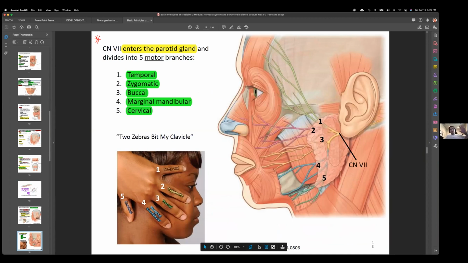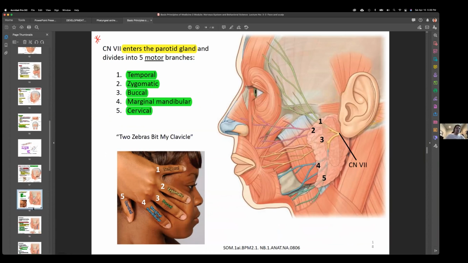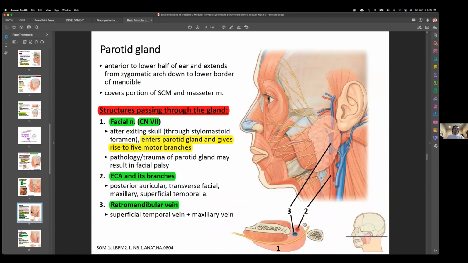Two zebras bit my clavicle, right? So for the branches of the facial nerve, you do 5. For the branches of the trigeminal nerve, you do 3, right? V1, V2, V3. And that kind of tells you where the branches go. If you have a general understanding where they lay, you could kind of tell what muscles they do. But once again, I would do the Grays for those. If you could do the Grays, you should be good.